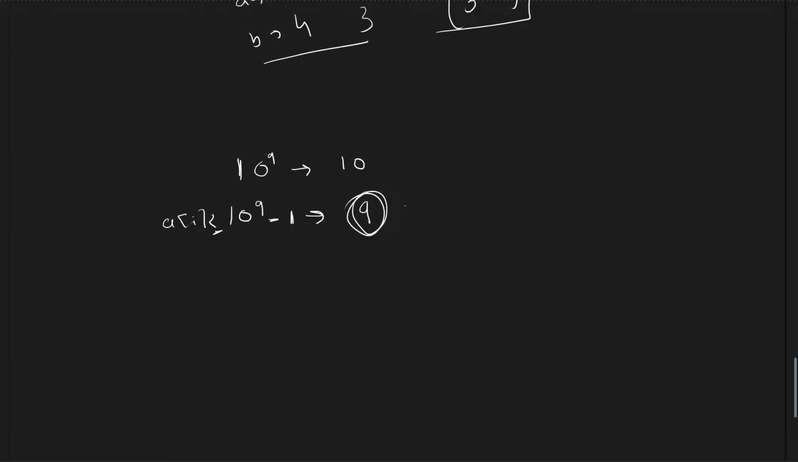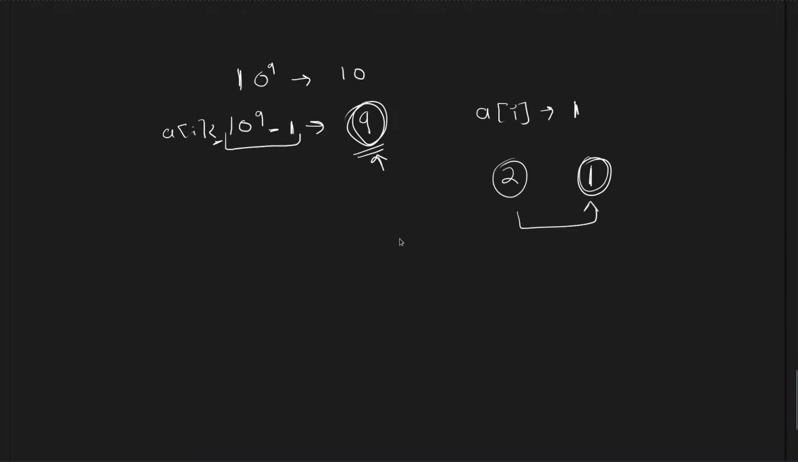So you can always make any number ai equal to 1 in just 2 steps. How? Because if the number ai is 10 raised to the power 9 minus 1, then the number of digits would be 9, right? And if we again calculate the number of digits in 9, it will be equal to 1. So in at most 2 steps, we can make a particular number equal to 1, right? So this is the first observation.